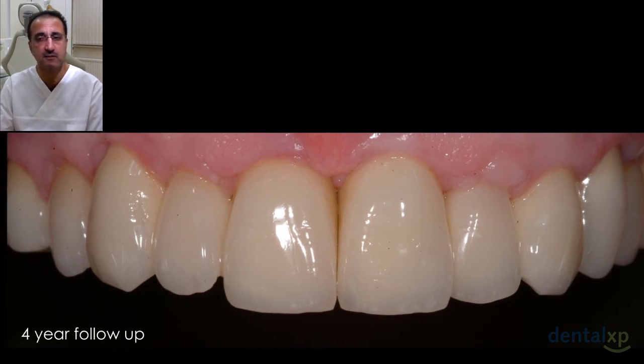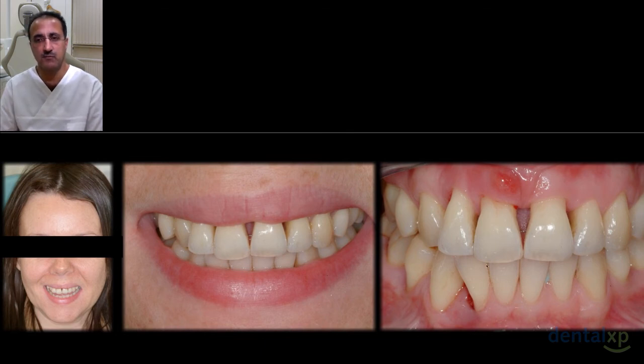Our second case is a 38-year-old female with a somewhat unfortunate history. She used to be a heavy smoker. Both patients were smokers, by the way.